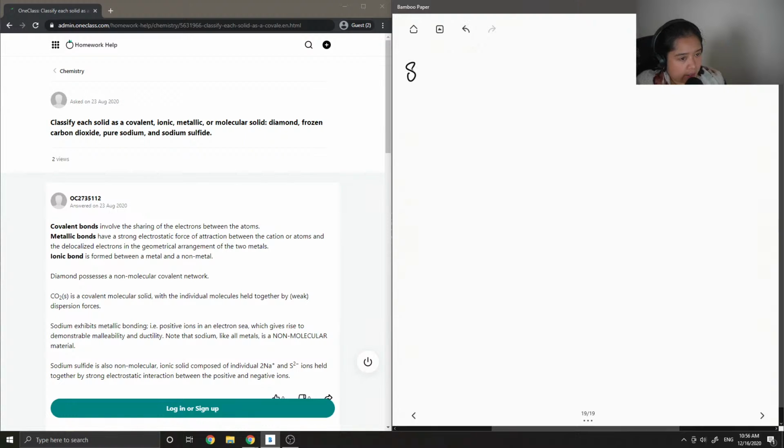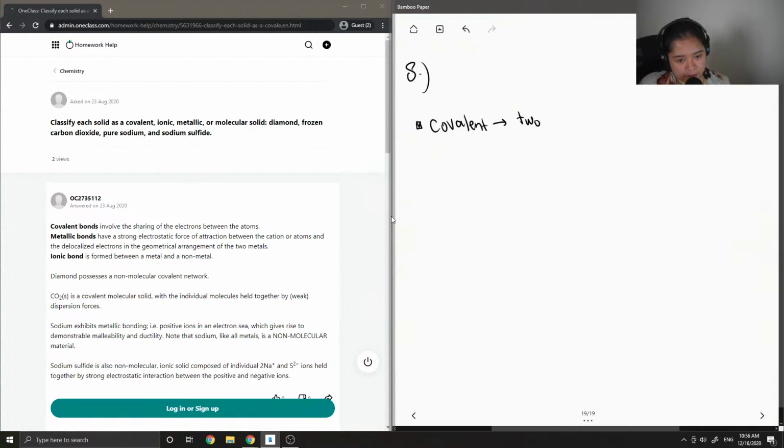Okay, so question 8. Classify each solid as a covalent, ionic, metallic, or molecular solid. And they have diamond, frozen carbon dioxide, pure sodium, and sodium sulfide. Okay, so first let's write the definition. All of them.